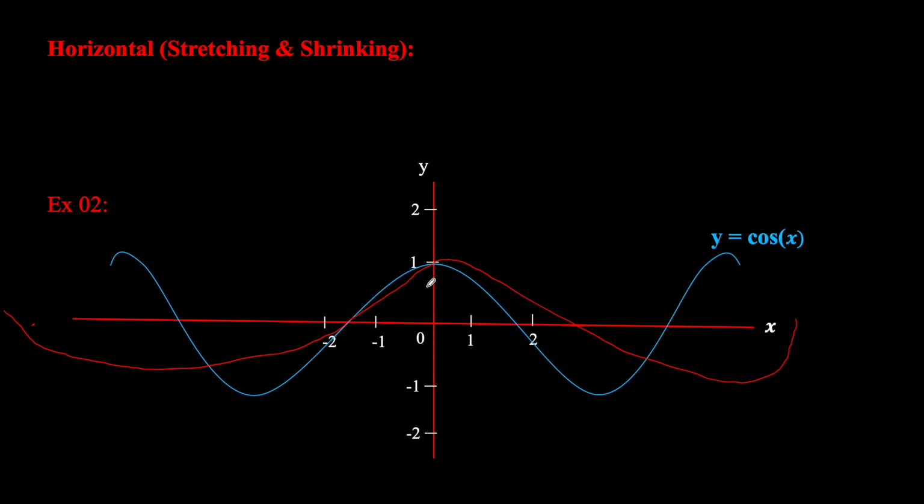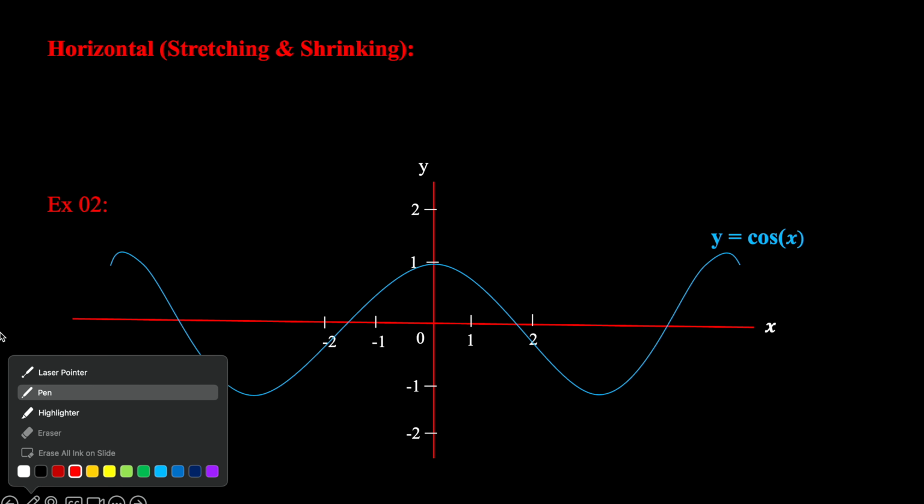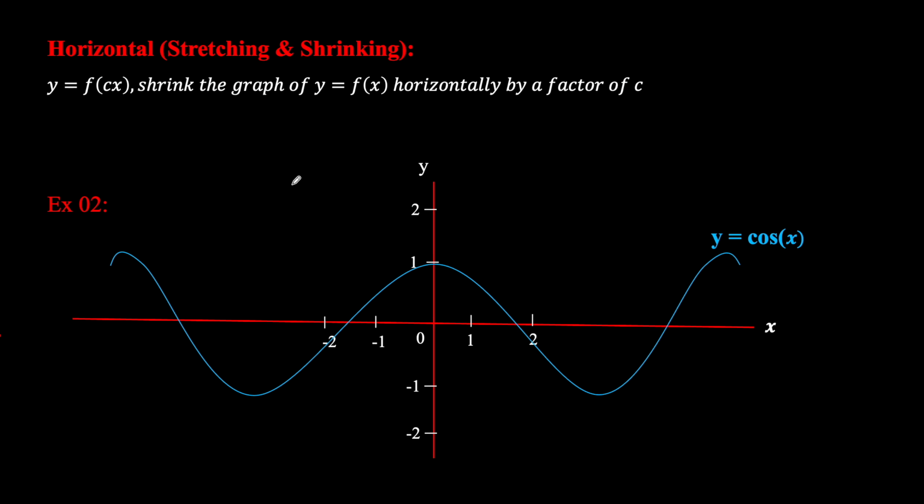You see, it is stretched horizontally, but it is always between 1 and minus 1. So the idea is here. Let's see the example. First property is to shrink our curve. We multiply c by x. So when we multiply c by x, this shrinks the graph of y is equal to f of x horizontally by a factor of c.